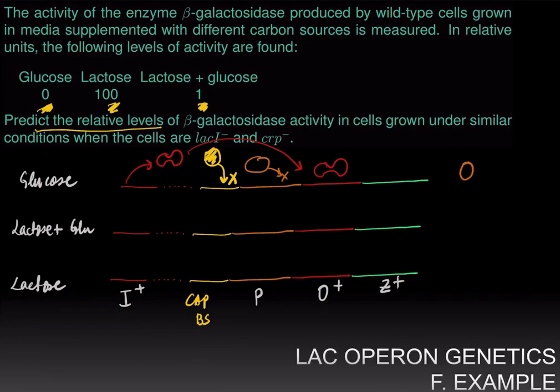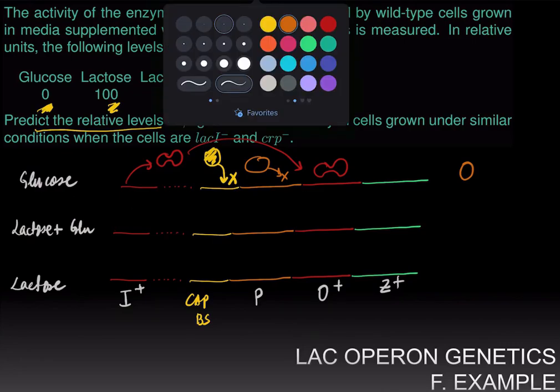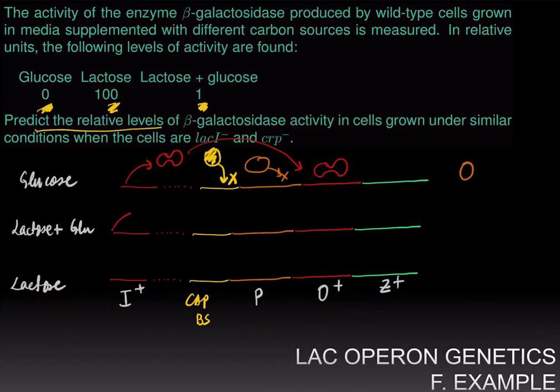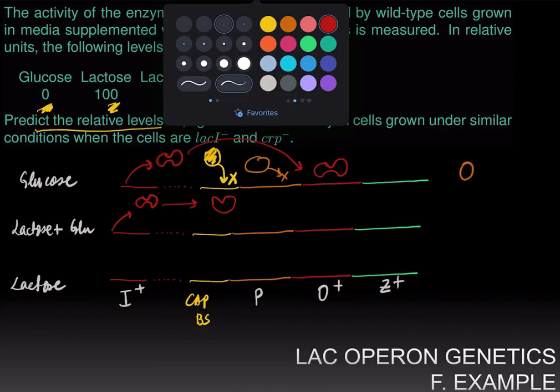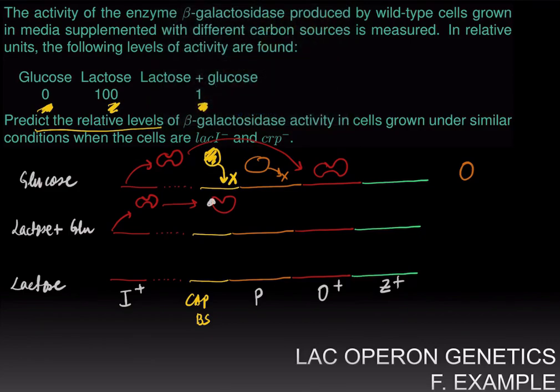Now, when we add lactose to the cell, that will cause an allosteric transition in the repressor, and prevent the repressor from binding the operator.